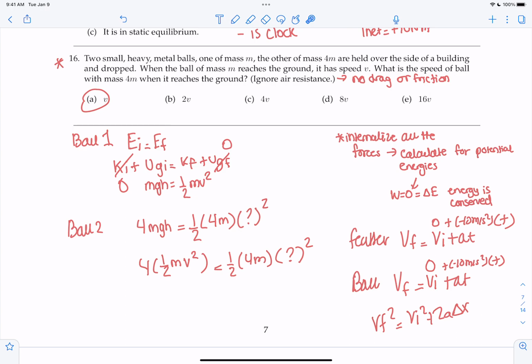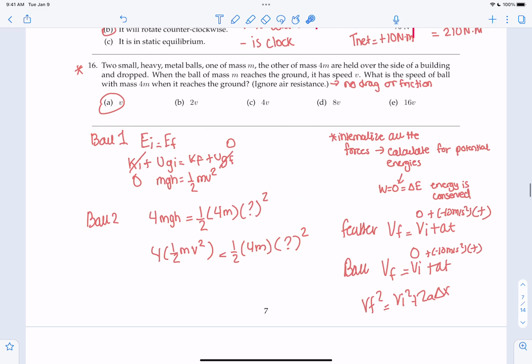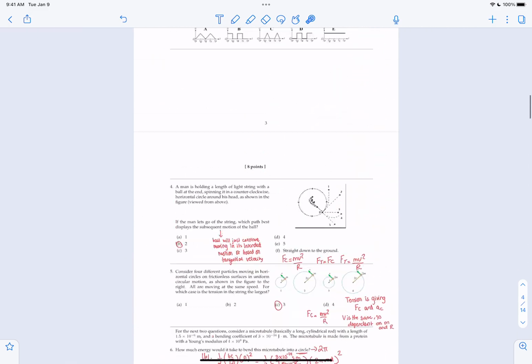But you can literally just say it's the same speed because they're both subjected just to acceleration due to gravity. And so they both start from the same initial velocity of 0 meters per second, right? Then they should have the same velocity at the end. But like I said, I like to keep it safe. I don't want to assume too much. So I just go with the energy route just to make sure that I can see what I'm doing. But that's 16. Hopefully that made sense.